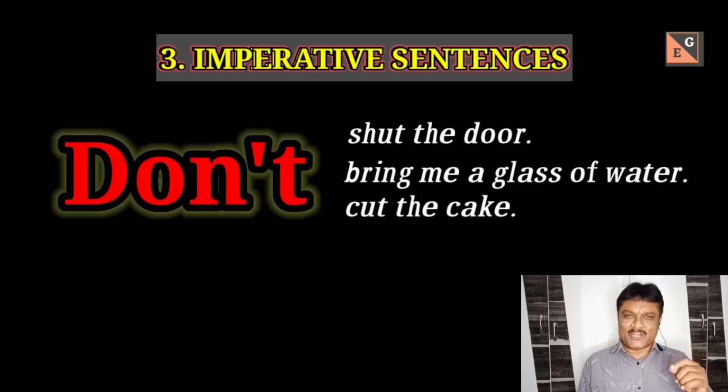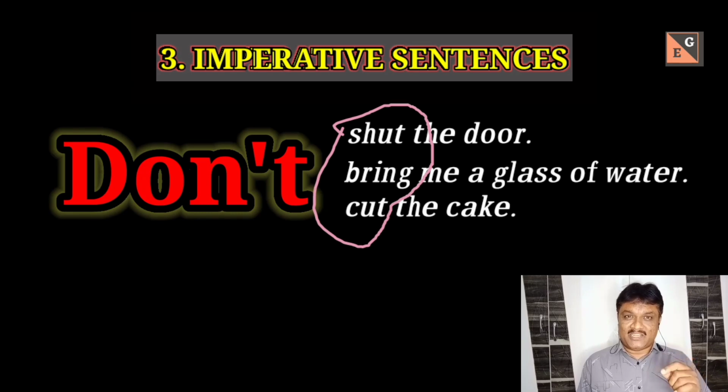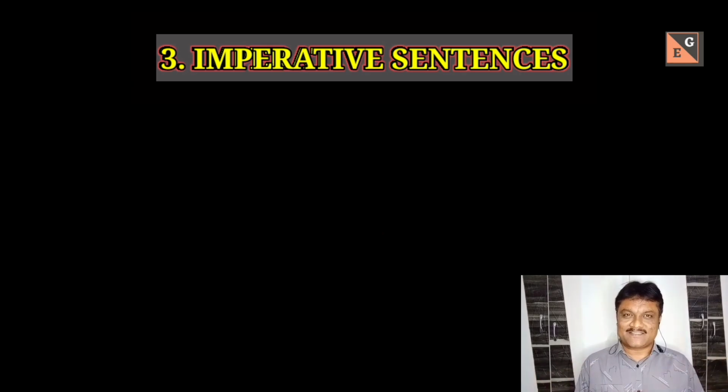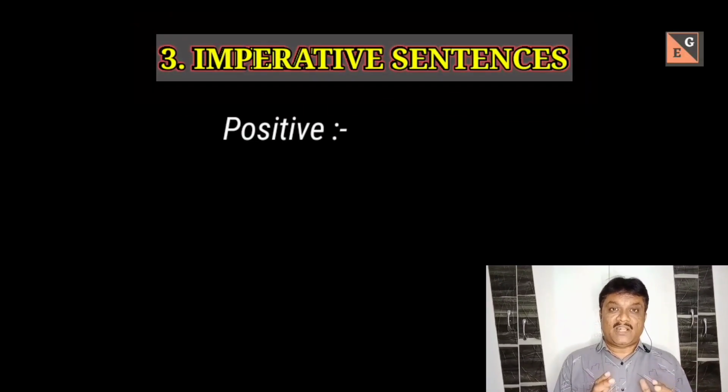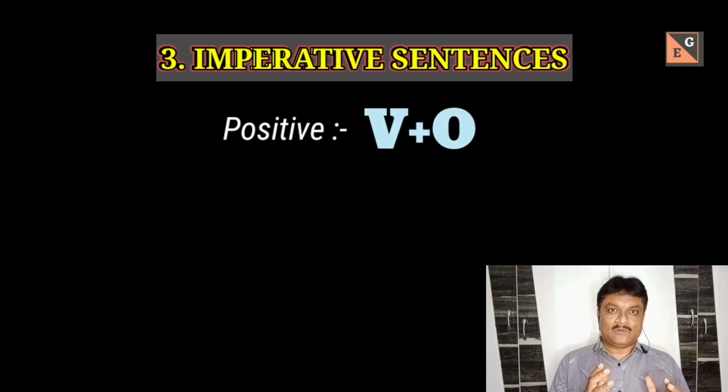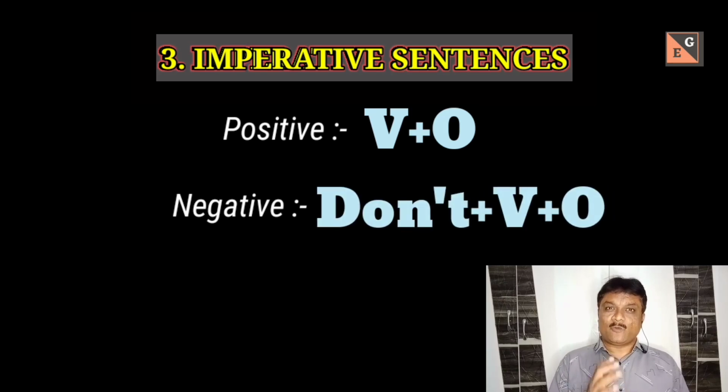We just put don't before the main verb at the beginning of each sentence, and we frame the negative of the previous affirmative sentences. Friends, the structure of a positive imperative sentence is verb plus O, and of a negative imperative sentence is don't plus verb plus O.